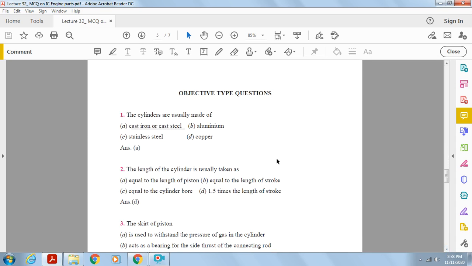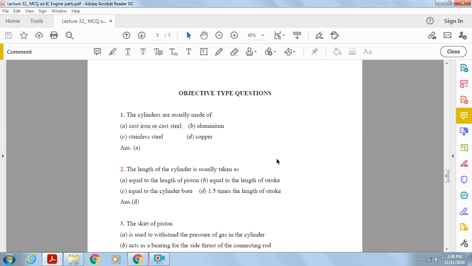Today in lecture number 32 we will be discussing the most important objective type questions set from the important components of IC engine. First one: the cylinders are usually made of option A, cast iron or cast steel; option B, aluminium; option C, stainless steel; option D, copper.